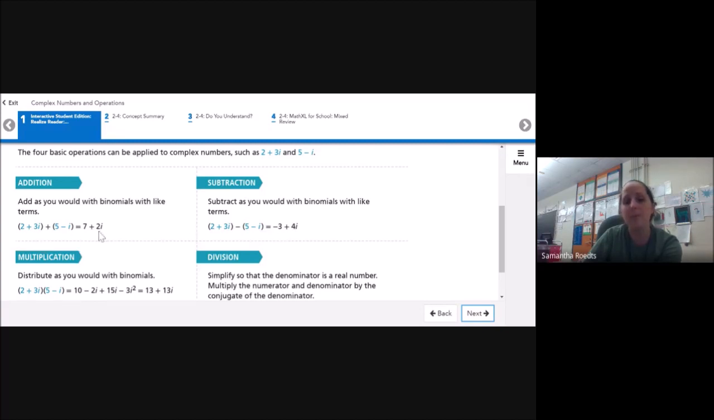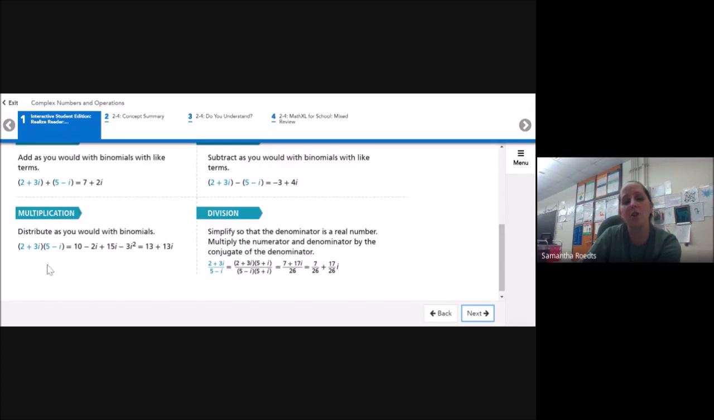Just like variables, you cannot add real and imaginary units together, other than showing that 7 is real and then 2i is your imaginary unit. I can't say that that's 9i though. That's not true.